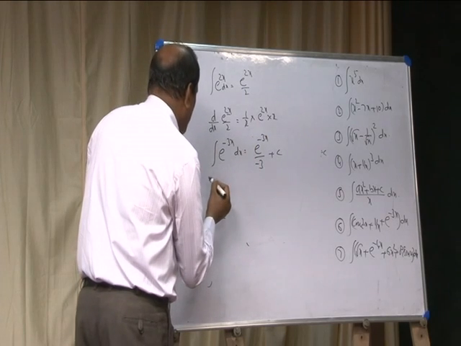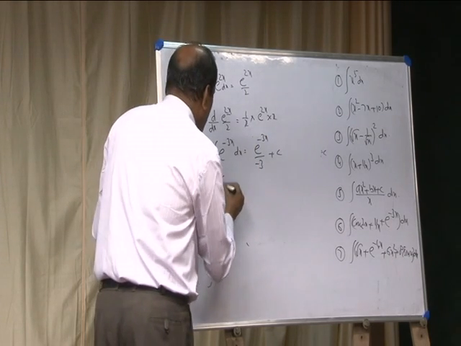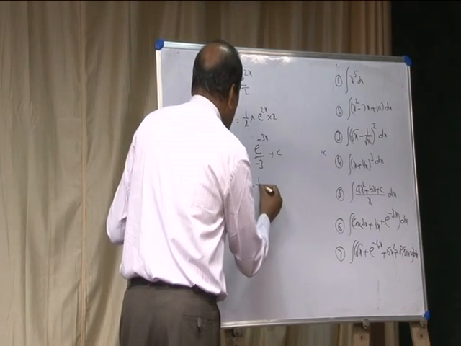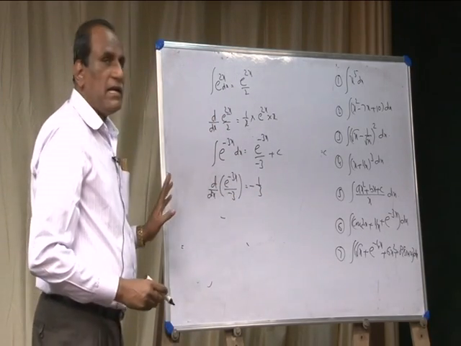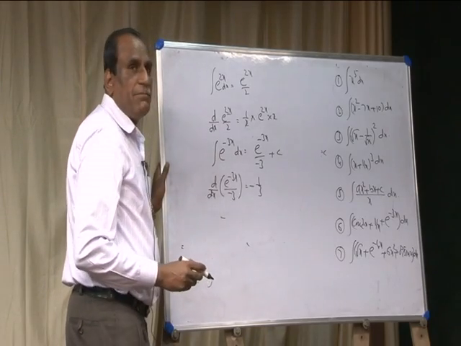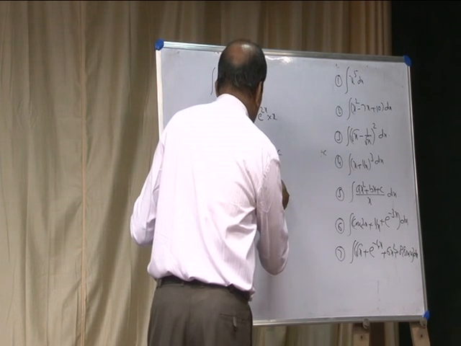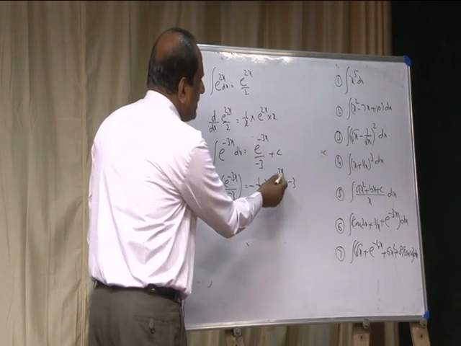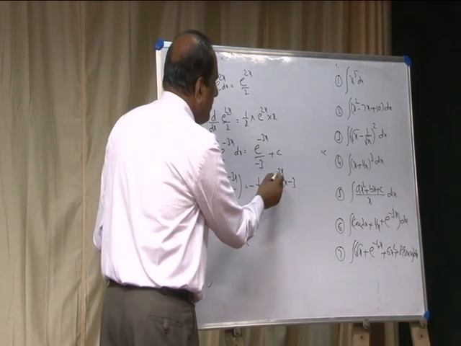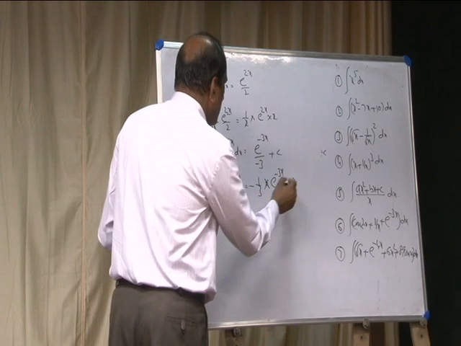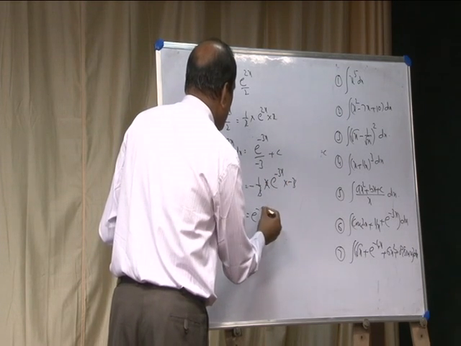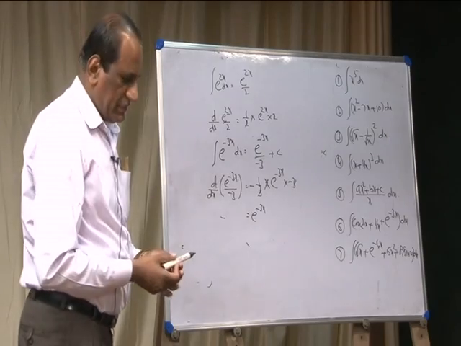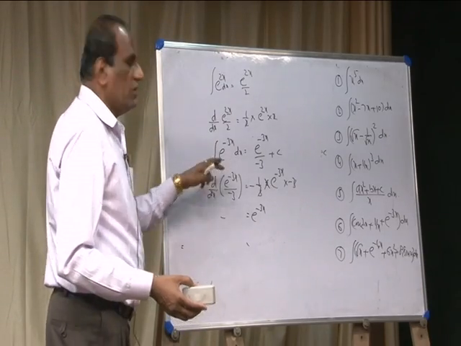Therefore, d by dx of e power minus 3x by minus 3 is equal to, see here, minus 1 by 3 is a constant. Now differentiate the variable e power minus 3x, that is equal to e power minus 3x into minus 3. Why? Integration and differentiation: e power minus 3x differentiation gives e power minus 3x, and minus 3x differentiation is minus 3. So 3 cancels, minus into minus is plus e power minus 3x. So, e power minus 3x integration is e power minus 3x by minus 3 plus c. Observe these two cases, one for positive and one for negative.